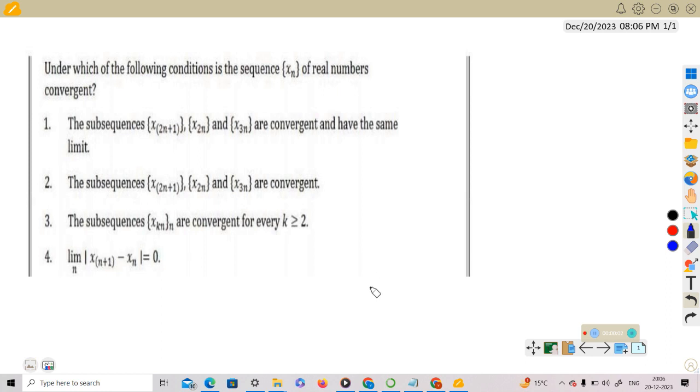This is a question from CSIR NET 2023. Sequence, real analysis, sequence and series. The question says: under which of the following conditions is the sequence xn of real numbers convergent?